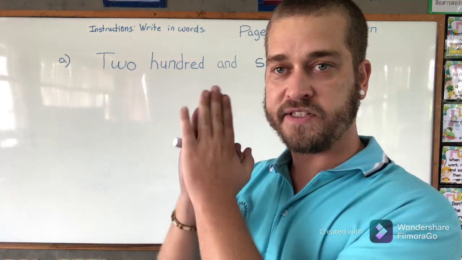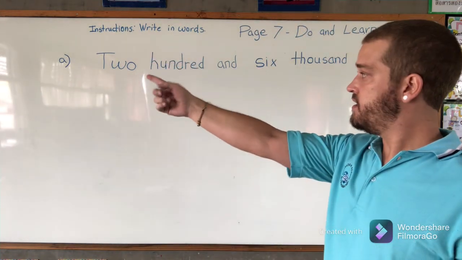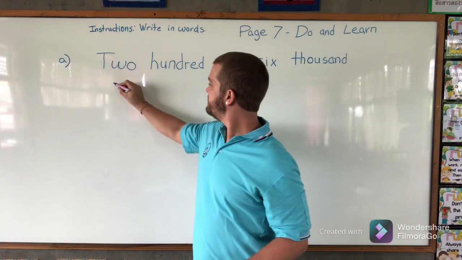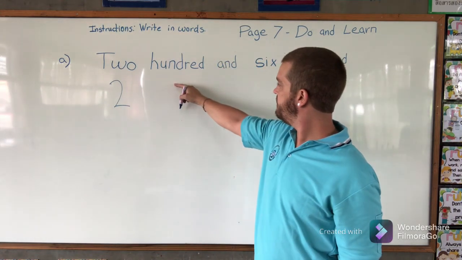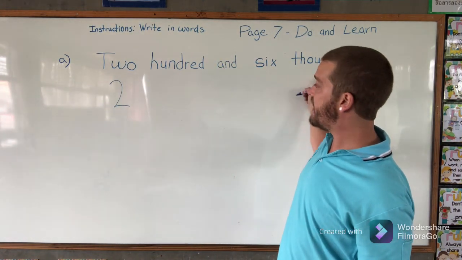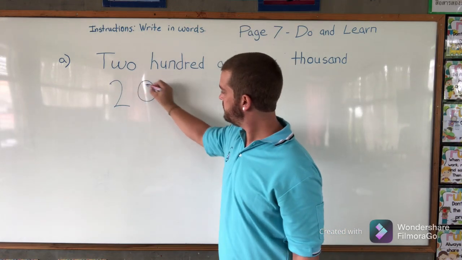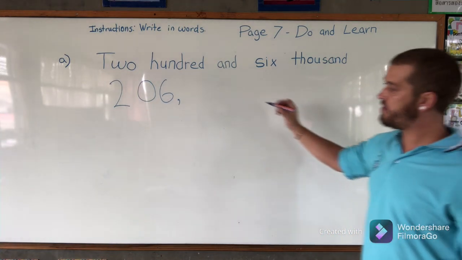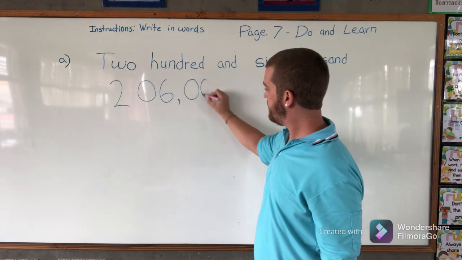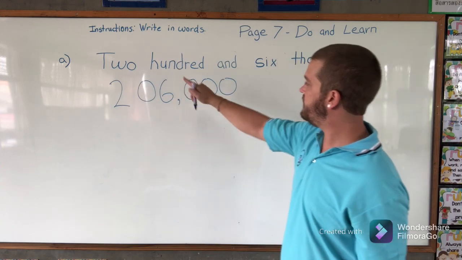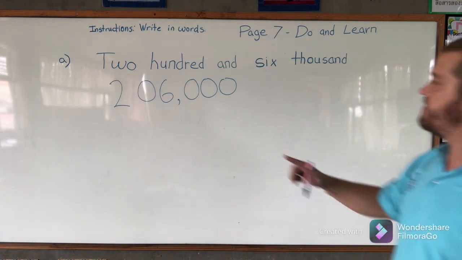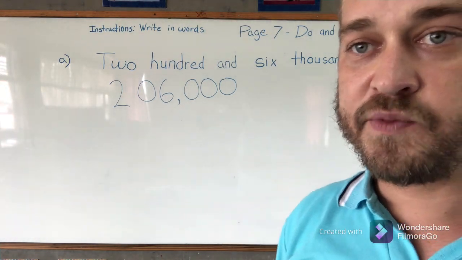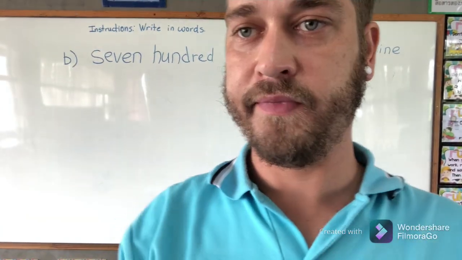So the first one, on top of page 7, A says this word. What is this word? We should know that word. So we have 206,000. So we have 206, and then we have a comma, and this 1,000 means that we have 3 zeros. So 206 thousands, okay? That's what that one is. So this is A. The next one I'm gonna pause and let you do by yourself.